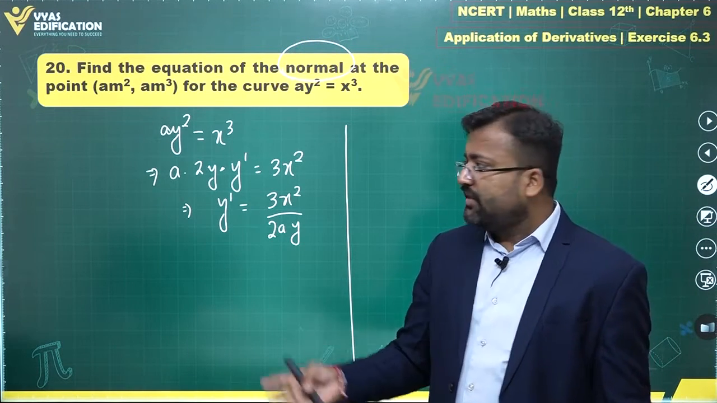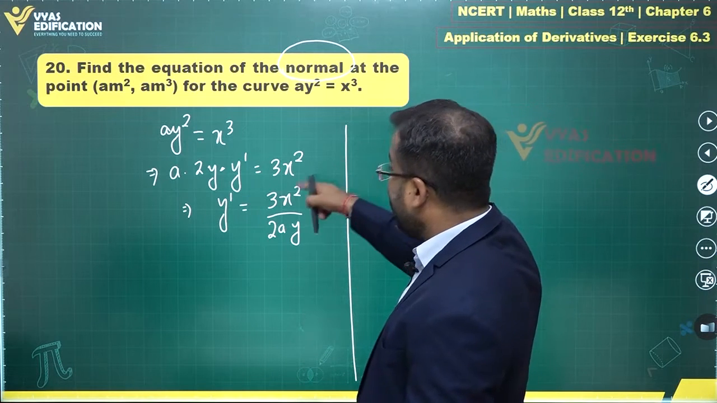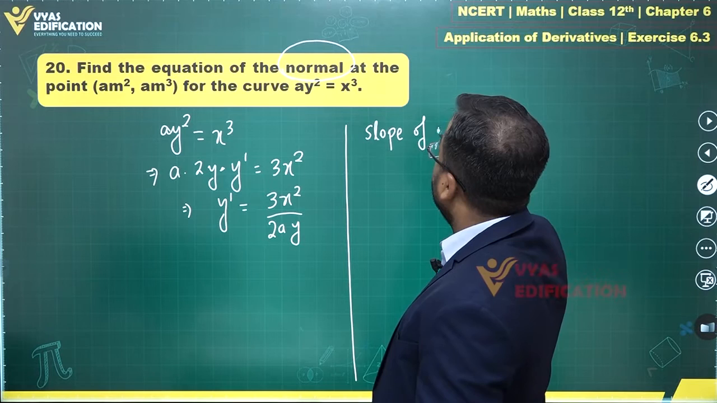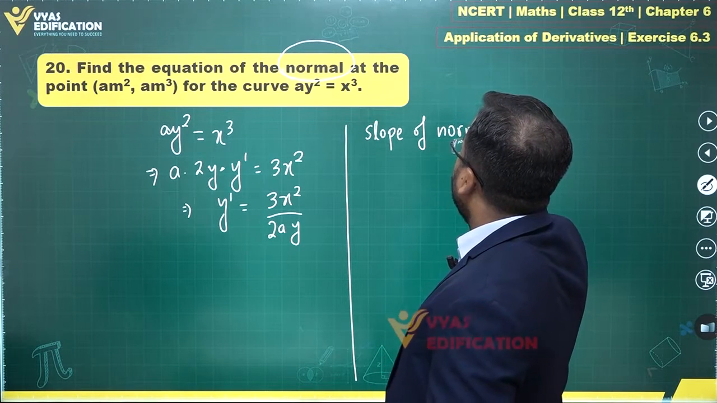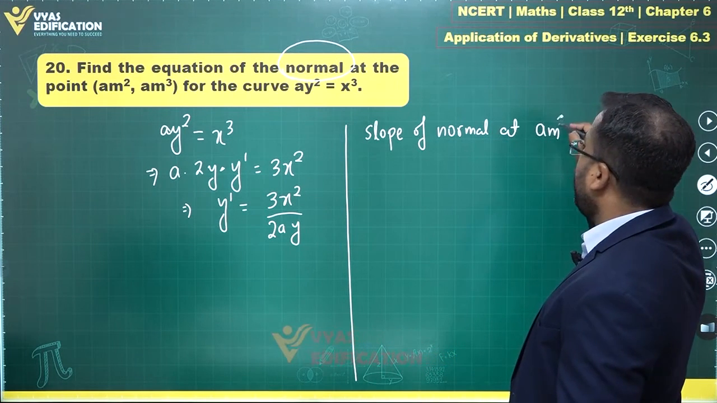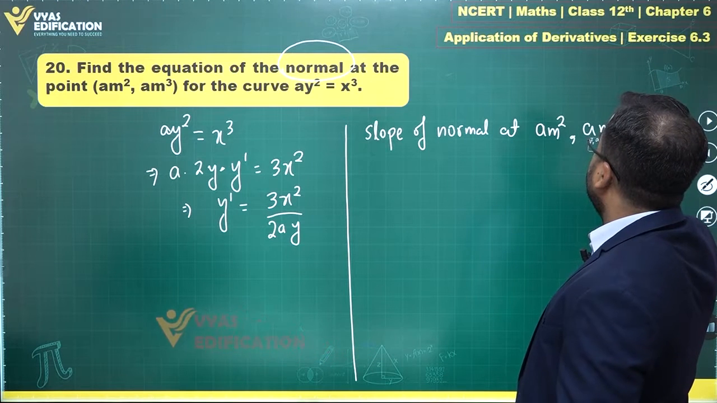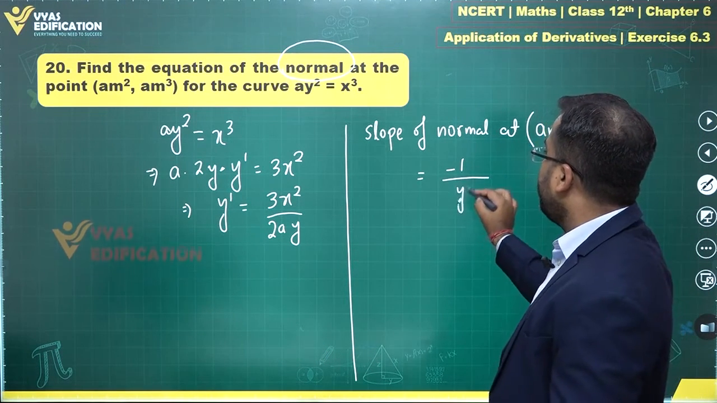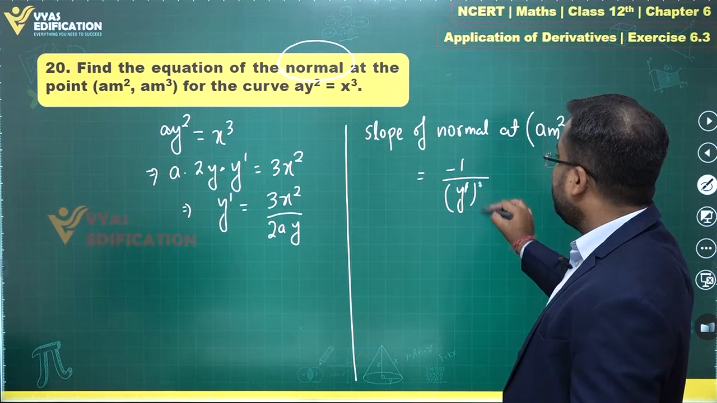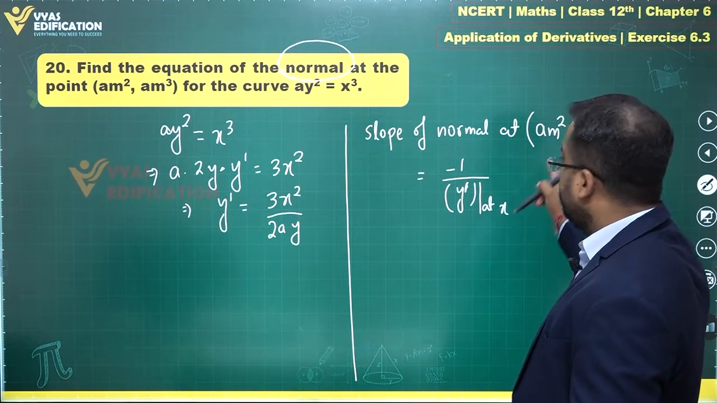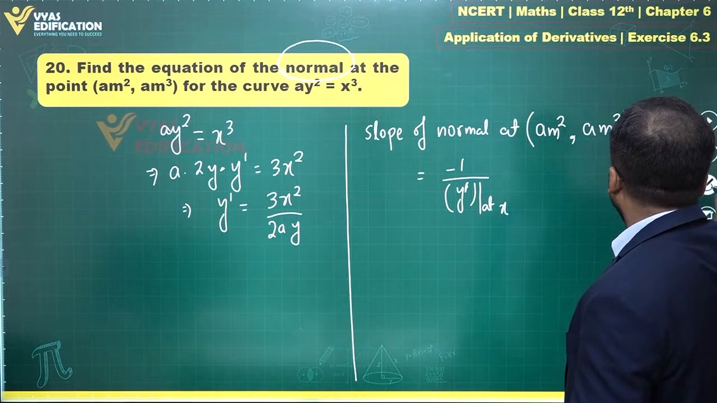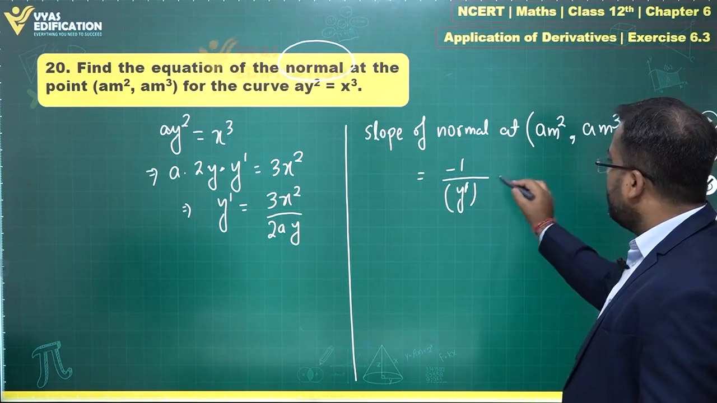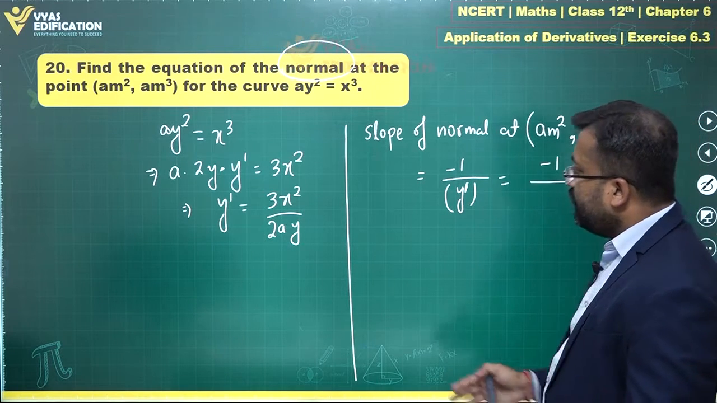What is the slope of normal? Slope of normal will be the negative reciprocal of this. Slope of normal at (a m square, a m power 3) is equal to minus 1 upon this y prime at the point, at the required point, right? We can simply say at the required point. That's not an issue. This is equal to minus 1 upon, what is this?